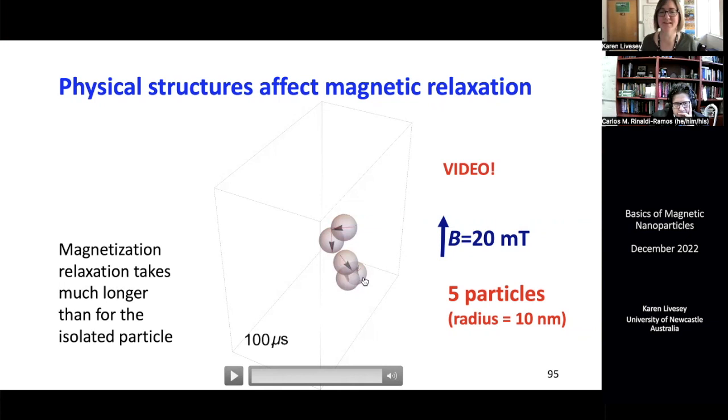You can see the ones at the ends that actually have less neighbors. They're on their way. They're sort of halfway there. But the ones in the middle are like, no, I'm much more influenced by my neighbors than this external field. So in this case, the Brownian relaxation time has been greatly extended because of a changed physical structure of the magnetic nanoparticles, this presence of a chain.